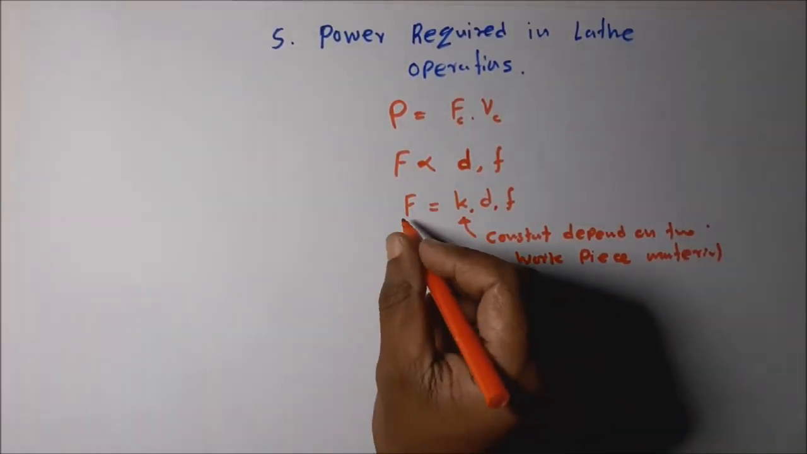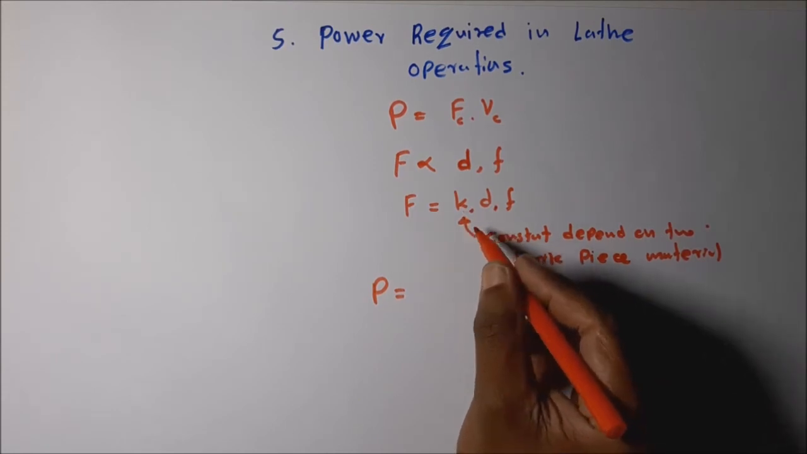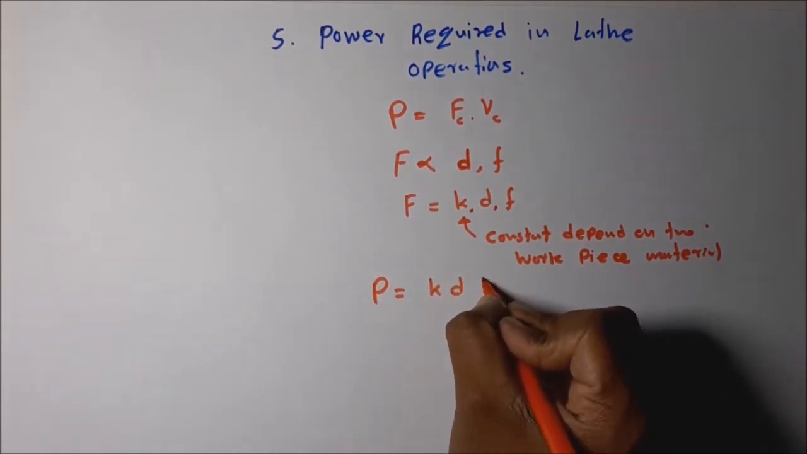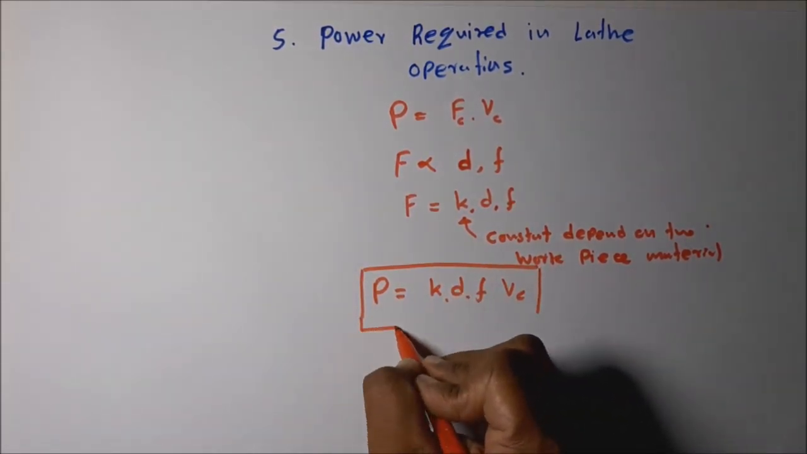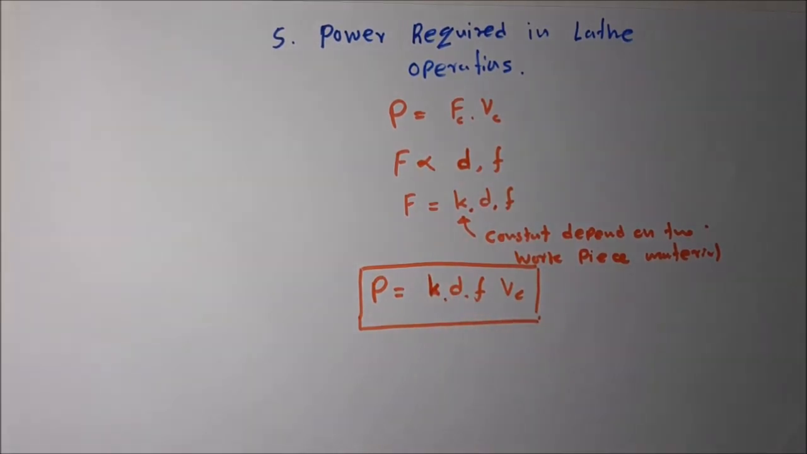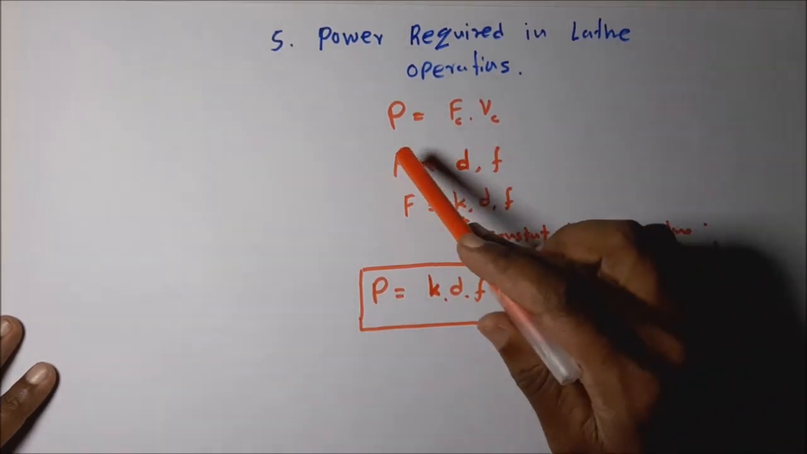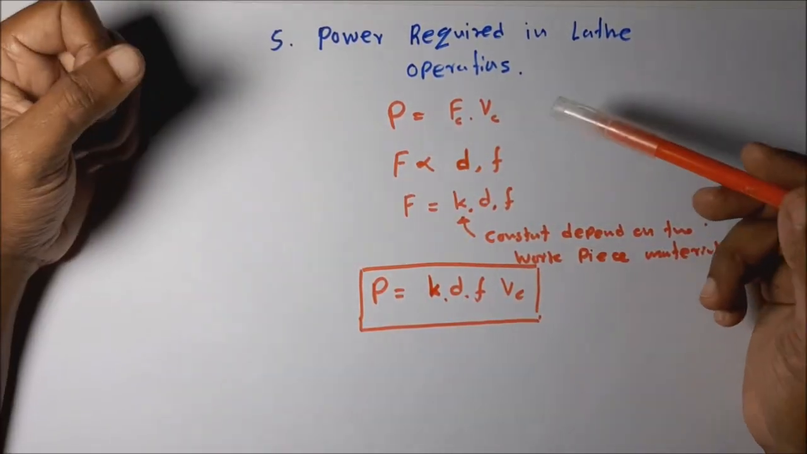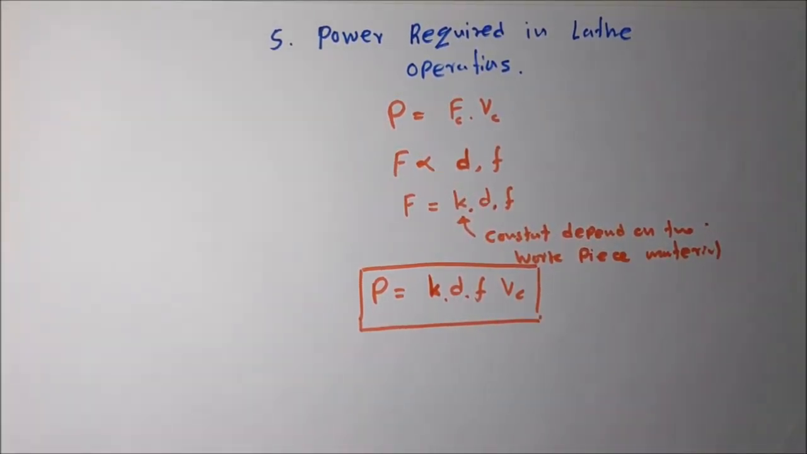Then if we know FC, we can calculate P, which is K D F VC. This is how we calculate the total power required for this machine operation. For this calculation, K should be a known value, D and F we can obtain, and VC is a known value. But this is an approximate value, because FC depends on a lot of parameters and we consider only the two main parameters. This is how we do these calculations.